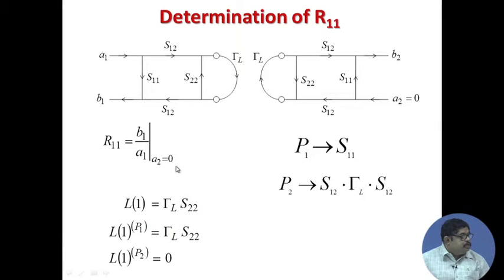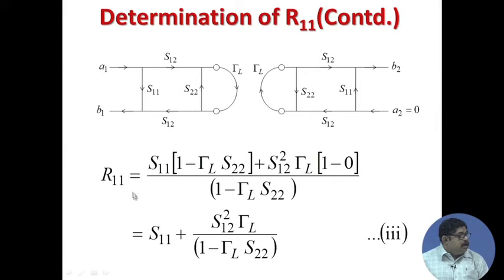So, the loop is gamma L S22. And for L1 P1, does it cut? S11 is this, the loop is this. They are not cutting. So, L1 P1 will be this L1 value. L1 P2, what is P2? This, but the loop is this. So, they are touching, that is why L1 P2 is 0. Now, with this you can put it in Mason's formula. R11 will be this, that will give you this equation, gamma 3.